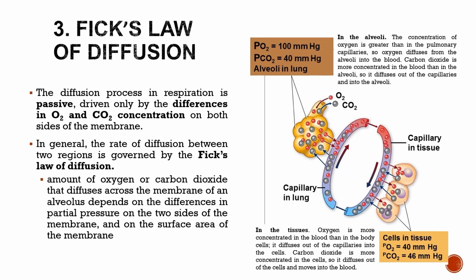In the alveoli, the concentration of oxygen is greater than in the pulmonary capillaries, so oxygen diffuses from the alveoli into the blood. Carbon dioxide is more concentrated in the blood than in the alveoli, so it diffuses out of the capillary and into the alveoli. In the tissue, oxygen is more concentrated in the blood than in the body cell. It diffuses out of the capillaries into the cell. Carbon dioxide is more concentrated in the cell, so it diffuses out of the cell and moves into the blood.